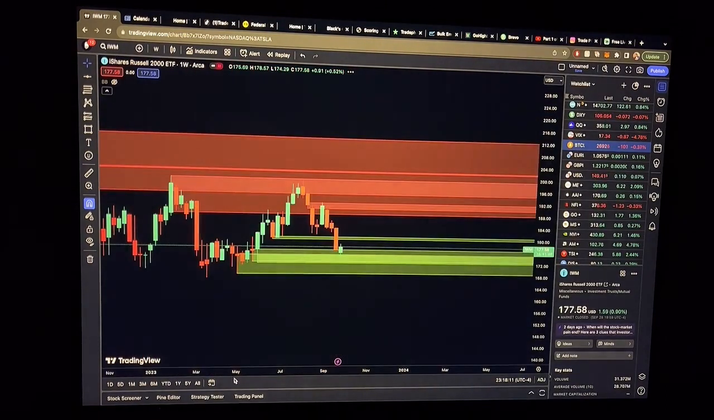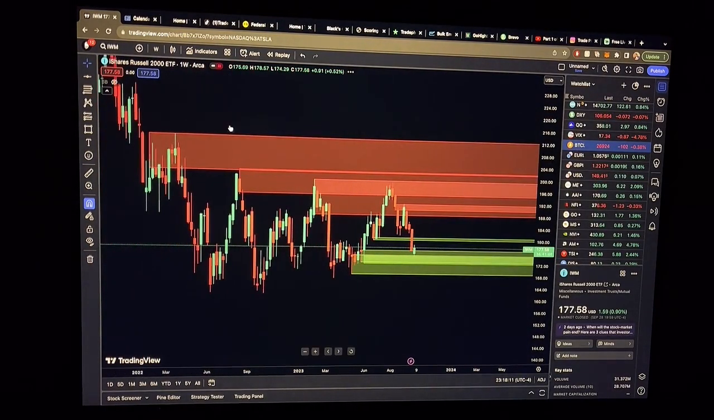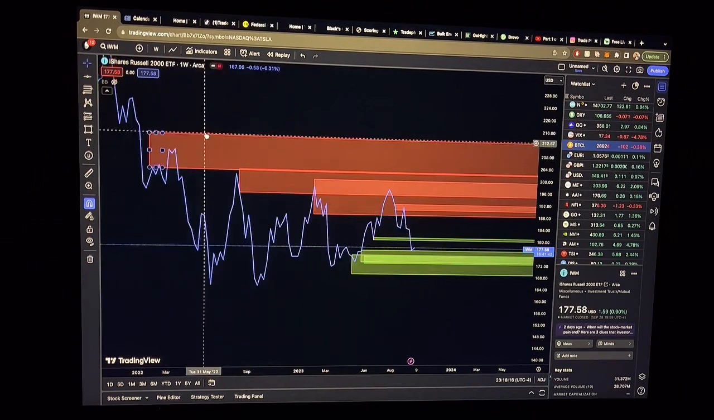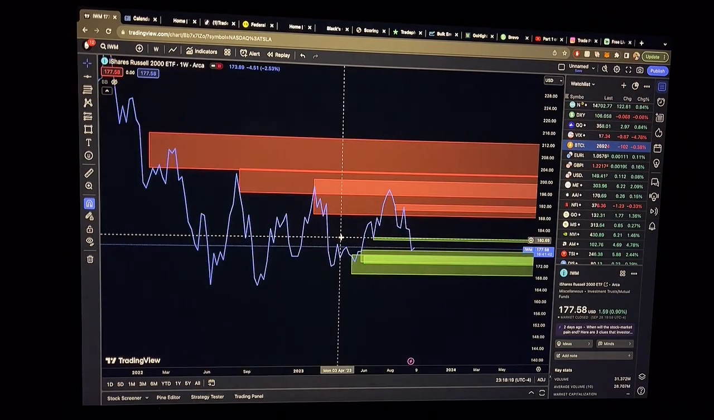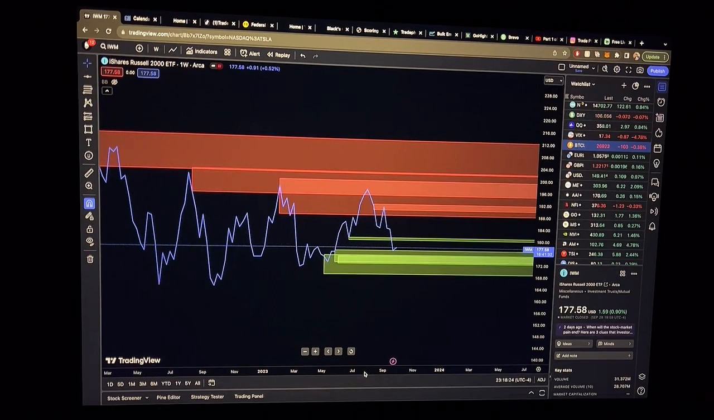Let's drill down to the weeklies, and what we're looking for on the weeklies is two things, guys. We're looking for trend, and we're looking to see if we have any correlating zone structure. So here I am on the weeklies. First of all, what's my trend here on the weeklies, guys? Is this an uptrend, a downtrend, or a sideways moving trend here on IWM?